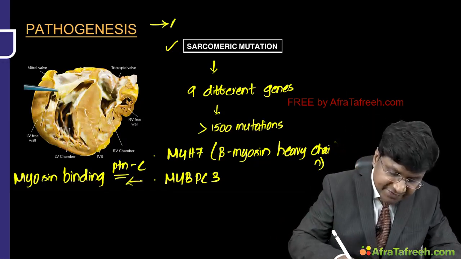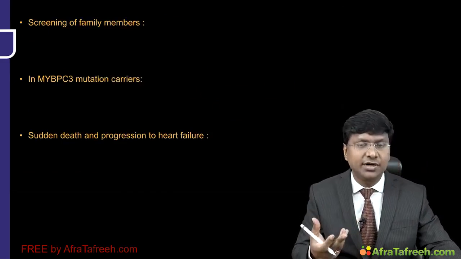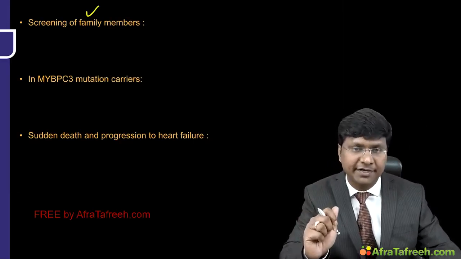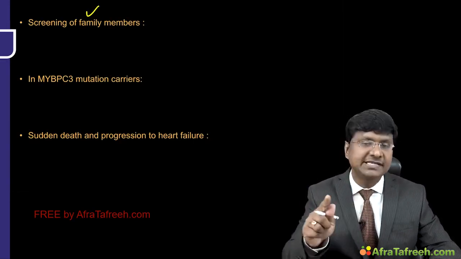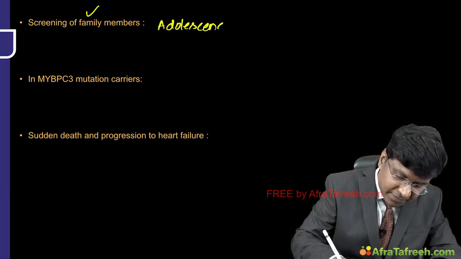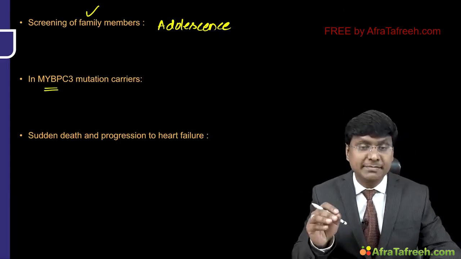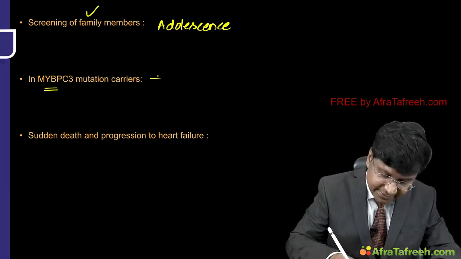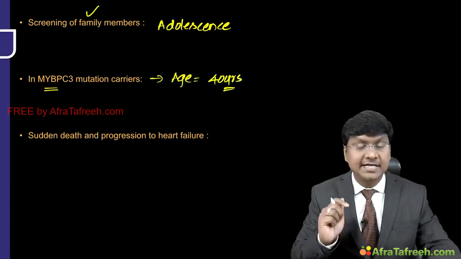The type of inheritance, as I have said in the beginning also, is autosomal dominant. Because it is a disorder with familial inheritance, and that too autosomal dominant, screening of the family members should begin in adolescence and be extended through adulthood. In myosin binding protein C mutation carriers, the average age of disease development is around 40 years.